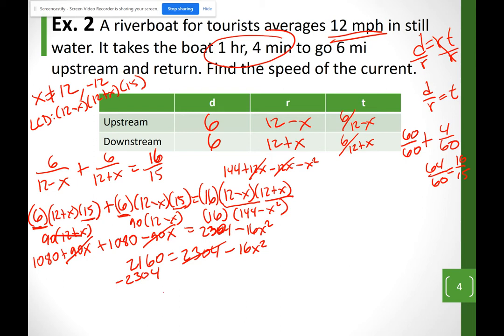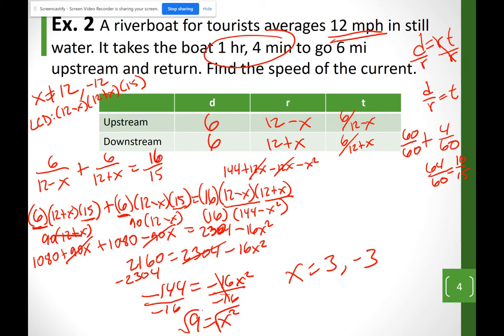I have that negative 144 equals negative 16x squared. Let me divide by negative 16. I have that 9 equals x squared. To get rid of the squared, can I just say x equals 3 or negative 3? Right, because I do the square root on each side.